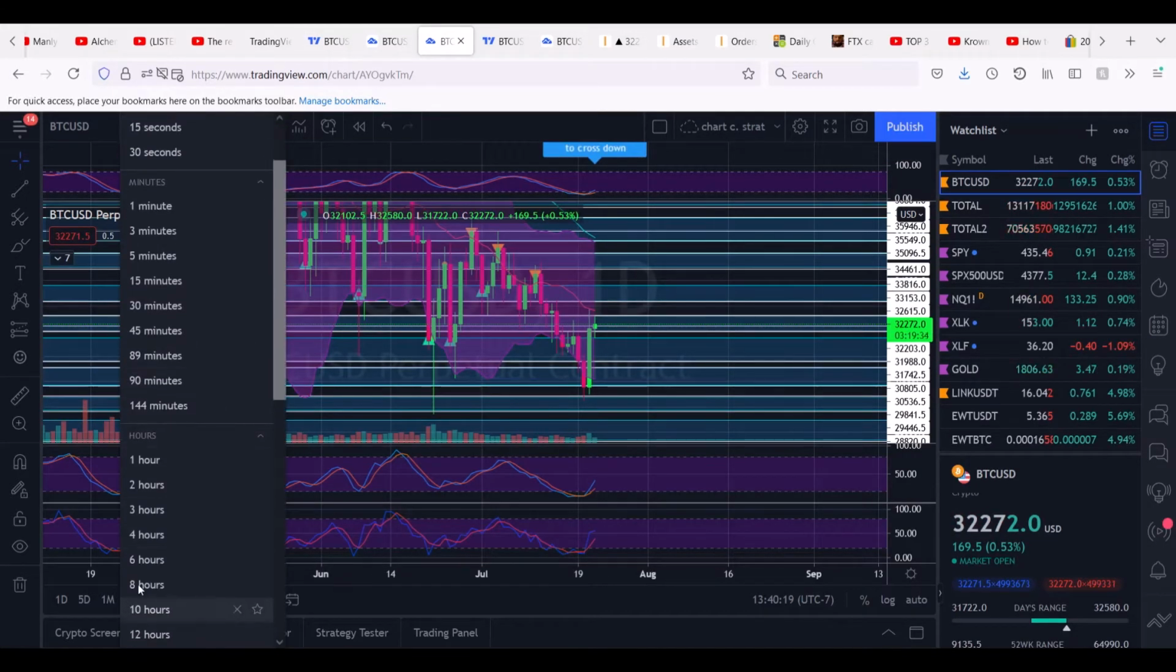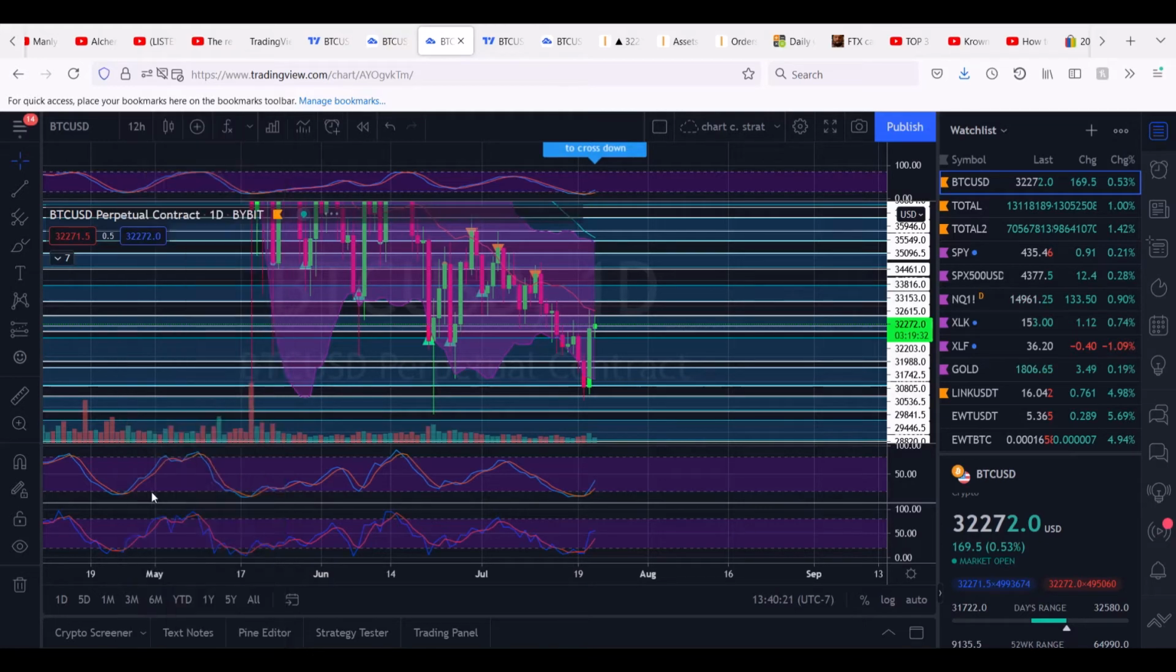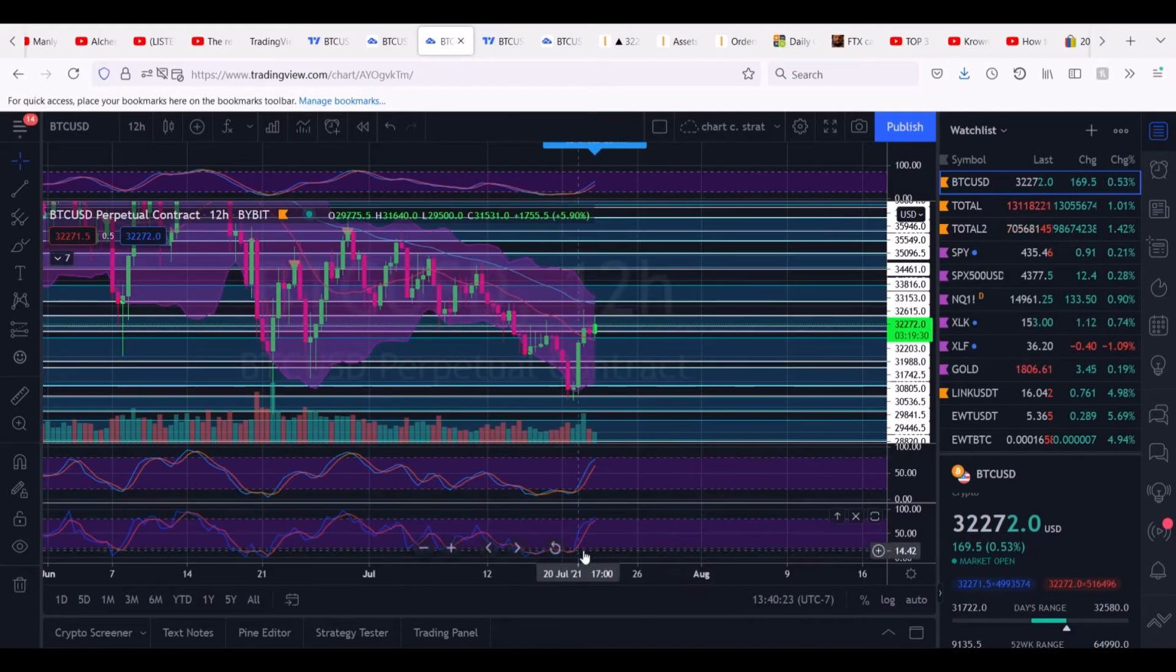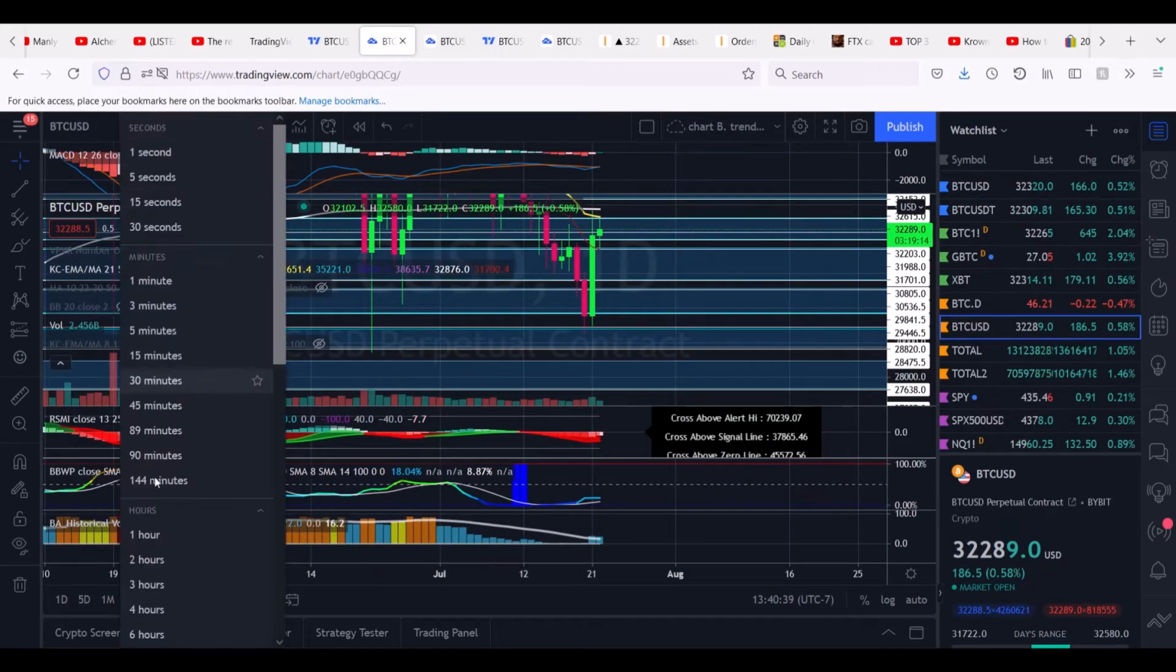12 hour. It's good. It went above the middle Bollinger Band, and it opened and closed above it, so that's actually a good sign. Stokes still has more room to go. 12 hour on our volatility and momentum.